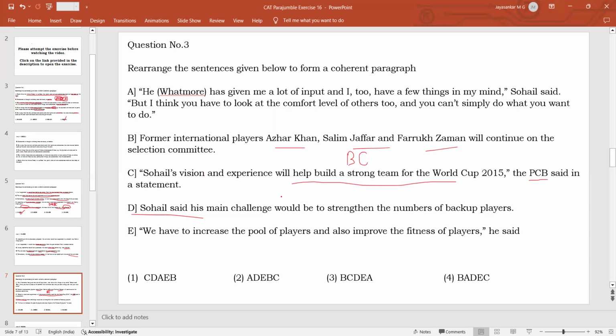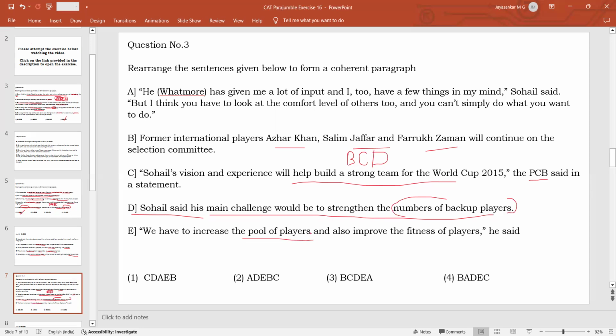After the pair comes Sohail's opinion, because all the remaining sentences are opinions made by Sohail. So what should be the first opinion? His main challenge, because he is saying that his main challenge would be to strengthen the number of backup players. So that should be the next sentence, something he considers very important. Strengthening the number of backup players is his first priority, and he says that we have to increase the pool of players.